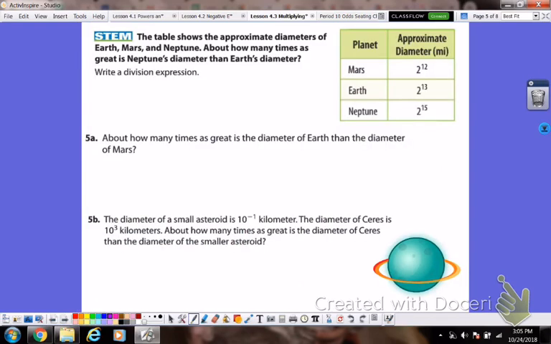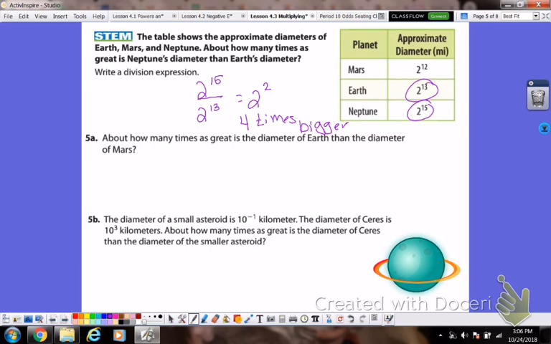All right, a little bit more practice and this lesson's almost over. The table shows the approximate diameters of Earth, Mars, and Neptune. About how many times as great is Neptune's diameter than Earth's diameter? So to figure this out, looking at Neptune, looking at Earth, we want to know how many times greater. We're going to write a division problem. So 2 to the 15th divided by 2 to the 13th. Do our subtraction. We get 2 to the second. 2 to the second is 4, so 4 times bigger.